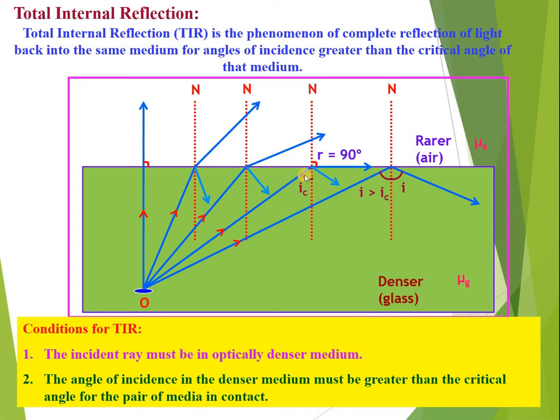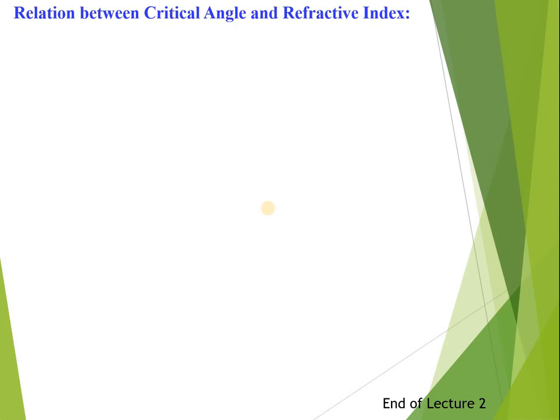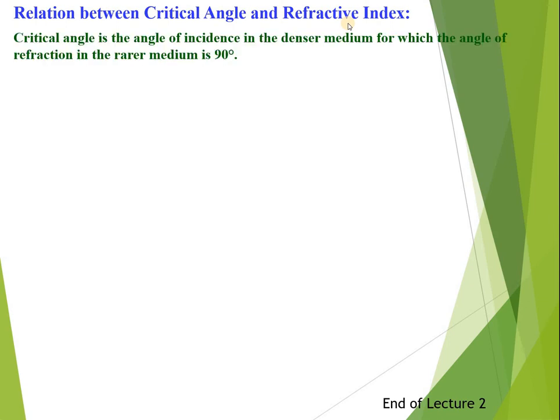What is the definition of critical angle? The critical angle is the angle of incidence in the denser medium for which the angle of refraction is 90 degree. In which medium? In the rarer medium. So this is the definition of critical angle. Now, the relation between critical angle and refractive index. We can relate critical angle with the refractive index.